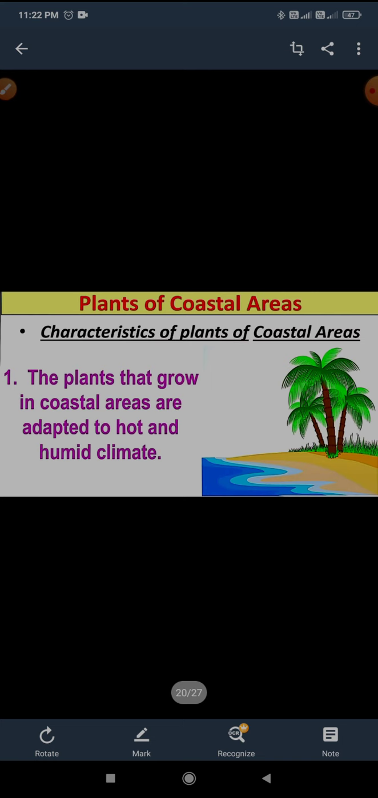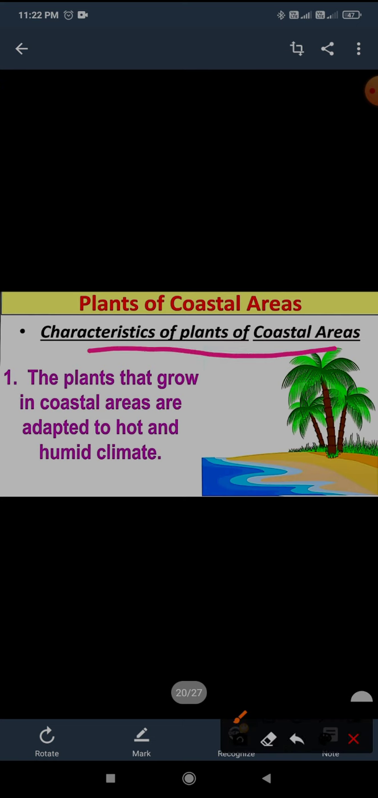plants of coastal areas. Now see the characteristics of the plants of coastal areas. The plants that grow in coastal areas are adapted to hot and humid climate because of the presence of moisture or water droplets in the air.